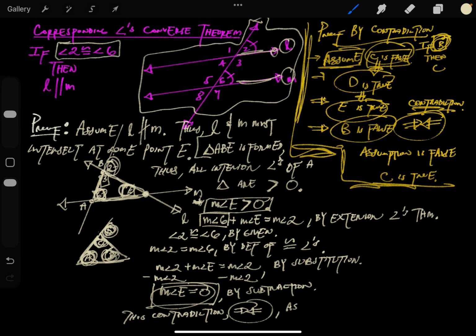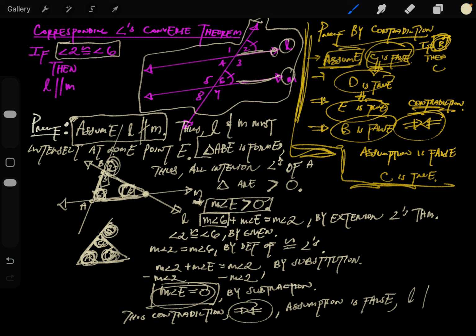Okay? The assumption is wrong. The assumption is false. And what's the falsity of the assumption? The assumption is that L is not parallel to M in the very beginning. And then this assumption led to this contradiction, meaning that the assumption must be false, and then you have L must be parallel to M. What did I do? L is parallel to M. And now you're done. Now you put the box.